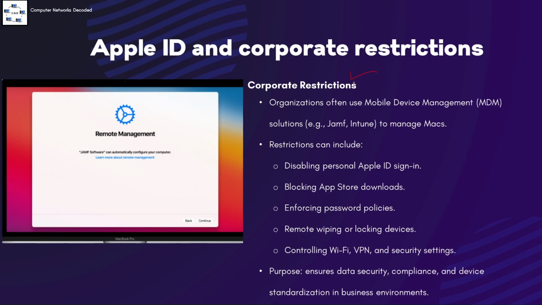So what are corporate restrictions? Organizations often use mobile device management, or MDM, solutions, for example Jamf or Intune, to manage Mac devices. Restrictions can include disabling personal Apple ID sign-in, blocking App Store downloads, enforcing password policies, remote wiping or locking devices, and controlling Wi-Fi, VPN, and security settings. The purpose of corporate restrictions is to ensure data security, compliance, and device standardization in overall business environments.